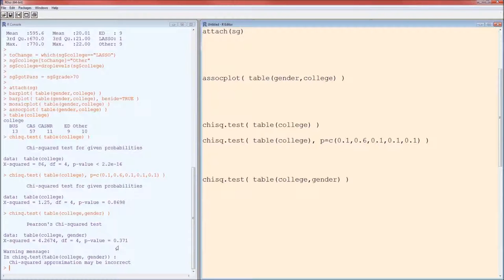It does not mean that the distribution of colleges is the same for males as for females. It does mean that we did not detect a difference in those distributions between males and females. It does not mean that males and females choose colleges at the same rate. It does mean we did not detect a difference in that rate that males and females choose the different colleges. And the warning message, pay attention in class, you'll find out why that exists. And it has to do with the assumption of what it takes to make the cell counts normally distributed.